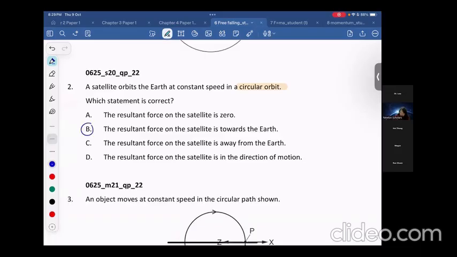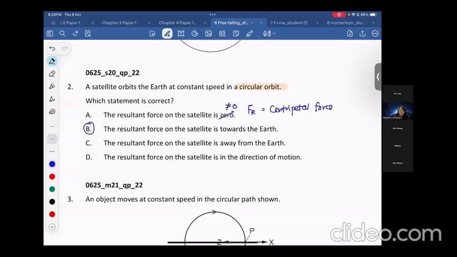We look at A, B, C, D and see what's going on. Is the resultant force 0? No, it's not 0. Why? The resultant force is actually the centripetal force that we mentioned. So we have a resultant force, it's not 0.